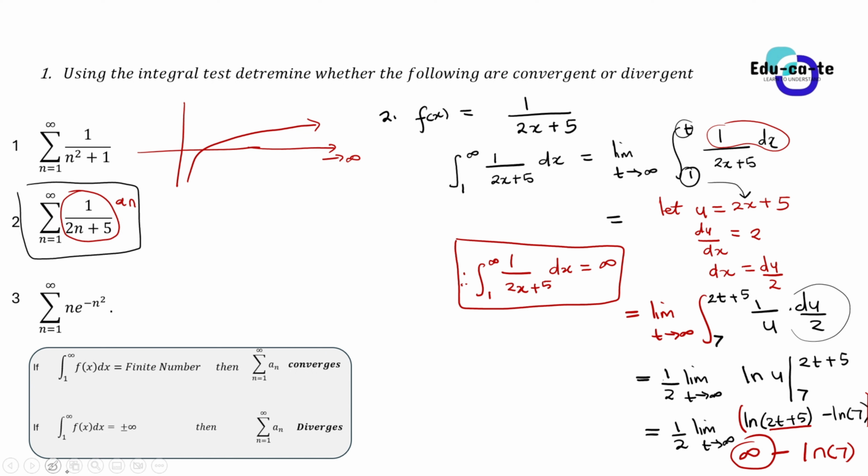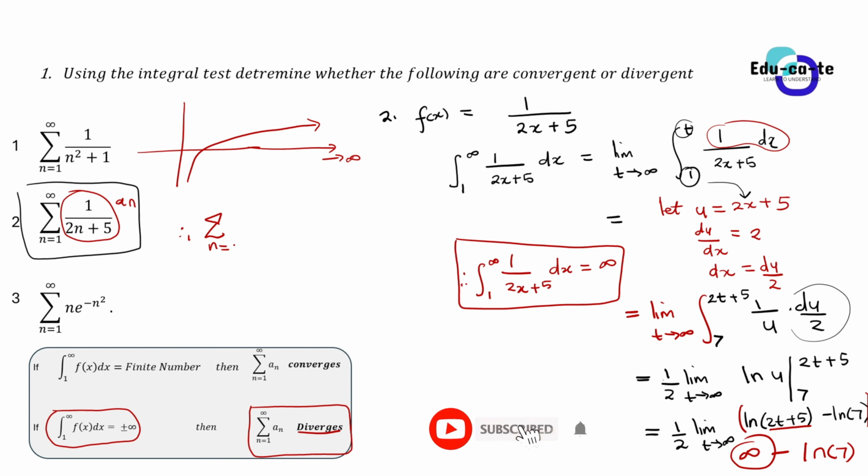So now that you see that your integral is equal to infinity, you check this condition. It says here, when your integral from 1 to infinity of f of x dx is equal to positive or negative infinity, then your series will be a divergent series. So you can say, therefore, the series from n equals 1 to infinity of 1 over 2n plus 5 diverges, or it's a divergent series. So go ahead and try out number 3 on your own.